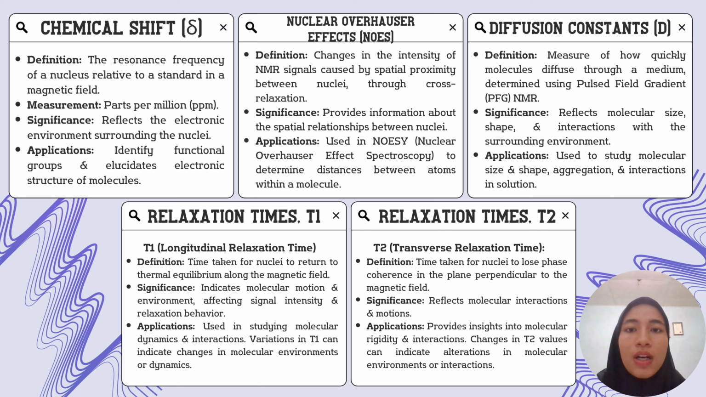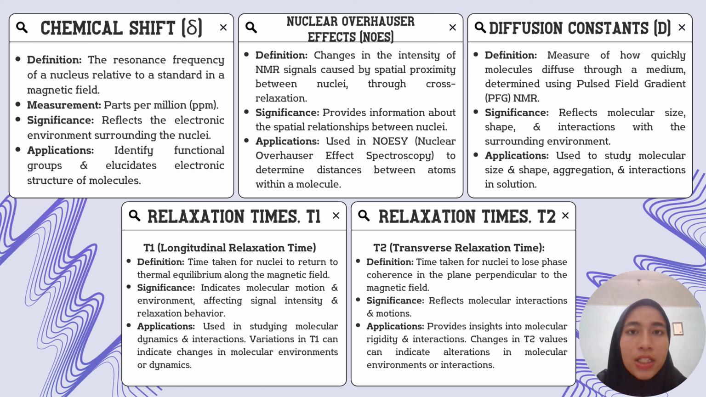Secondly, nuclear Overhauser effects, NOEs. NOEs are changes in NMR signal intensity caused by spatial proximity between nuclei through cross relaxation. NOEs provide information about spatial relationships between nuclei, particularly useful in NOESY to determine distance within molecules. Thirdly, diffusion constants. It measures how quickly molecules diffuse through a medium, determined using pulsed field gradient, PFG, NMR. They reflect molecular size, shape, and interactions with the environment.